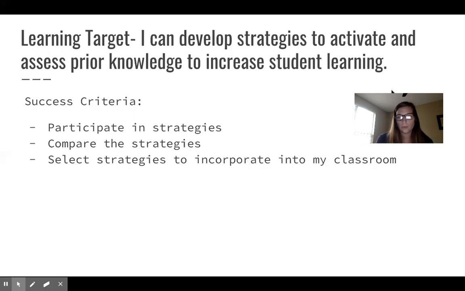As you're looking back through the strategies or reflecting on them, think about 2 strategies that you would be willing to incorporate into your classroom to try. And when you complete the Google form associated with this, I'm going to ask you to include those 2 strategies that you're willing to try and the reason why. Maybe you've done some of these already and just haven't thought about them in a prior knowledge way.